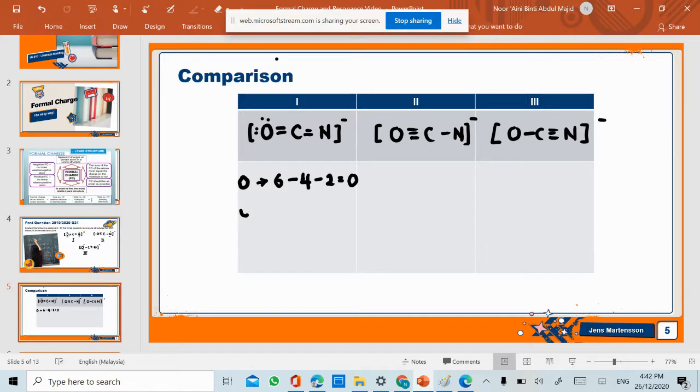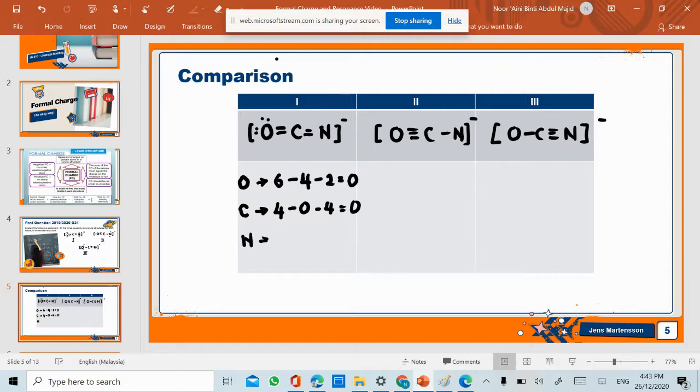And then for carbon, we have 4 valence electrons minus. Okay, do we have any lone pair around carbon? No dots, therefore 0. How many dashes or how many bonds? 1, 2, 3, 4. So 4 here. And that also gives you 0.